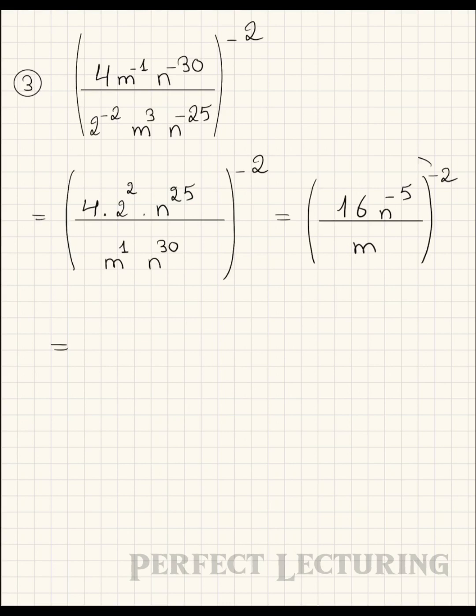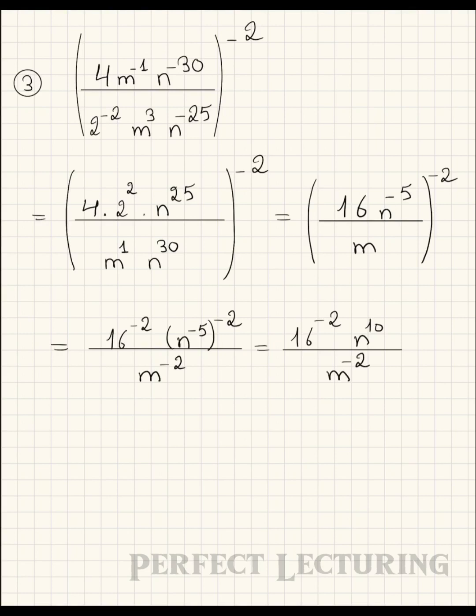It's our turn now. We can distribute the outer exponent. I'm talking about the negative 2 here. So this becomes 16 to the power of negative 2 times n to the power of minus 5, all of it to the negative 2, divided by m to the power of negative 2, which becomes 16 to the negative 2, n to the minus 5 times minus 2, that's n to the positive 10. Negative 5 times negative 2 is positive 10, divided by m to the negative 2.